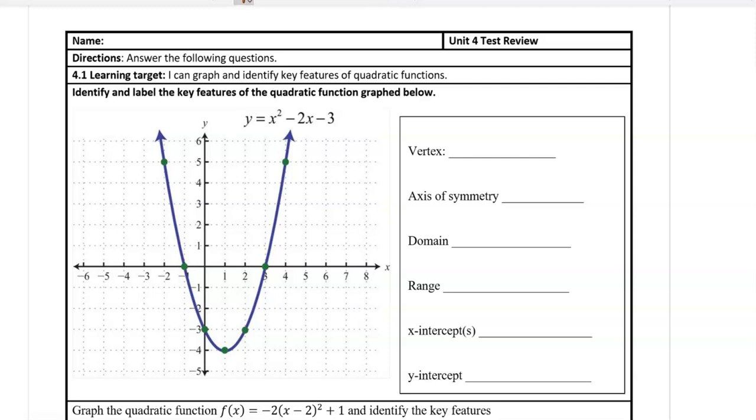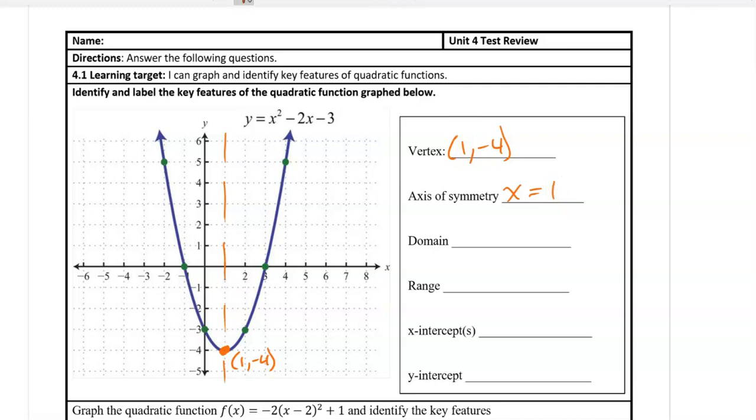So starting with our vertex, here's our vertex. Our vertex is at (1, -4), so we're going to write that here. Our axis of symmetry always goes straight through the vertex, so the axis of symmetry will be x = 1. Notice how that 1 is the same x value as the vertex.